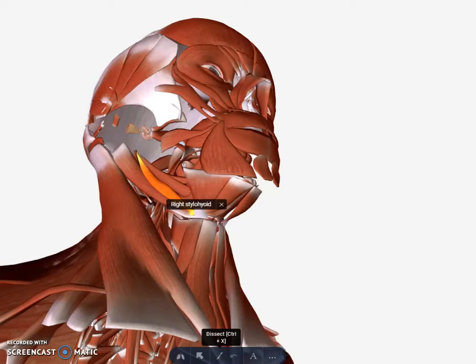This is the stylohyoid. It elevates and retracts the hyoid. The origin is the styloid process. The insertion is the hyoid.